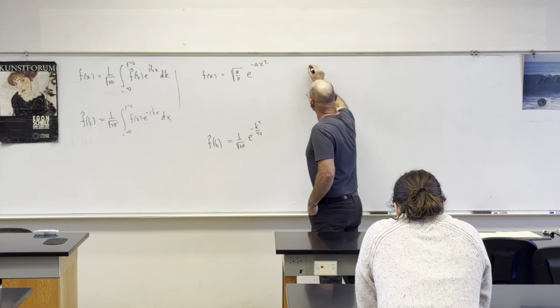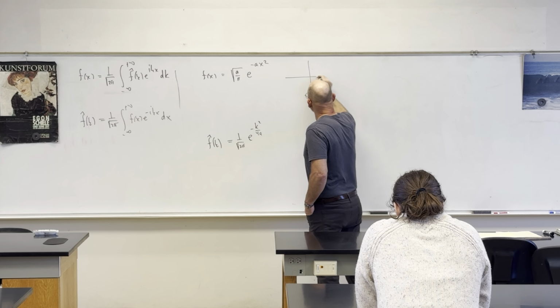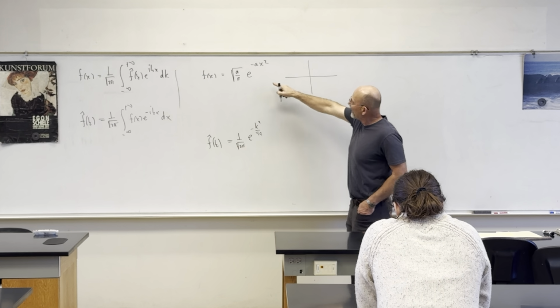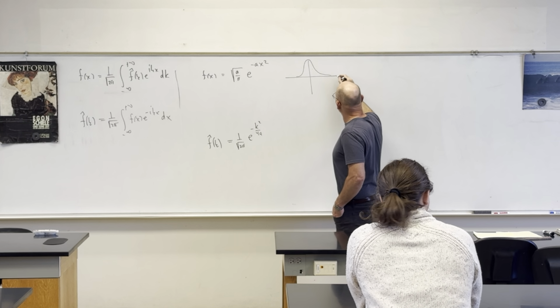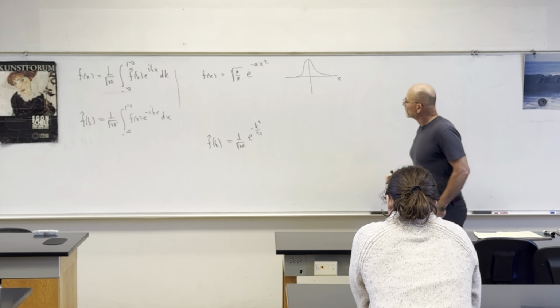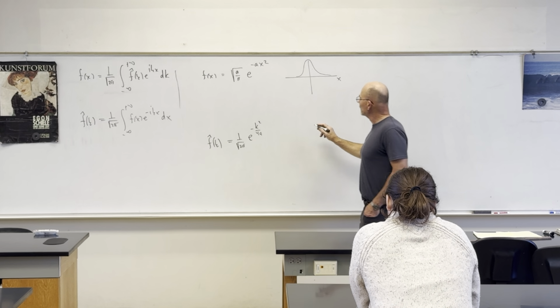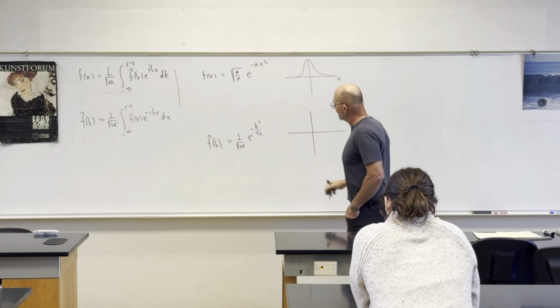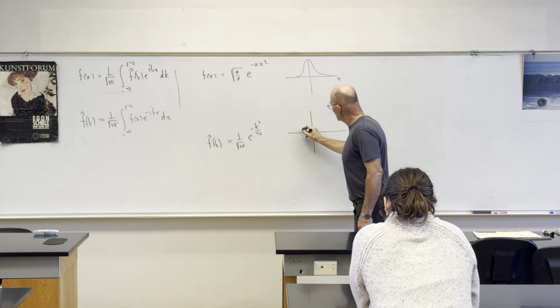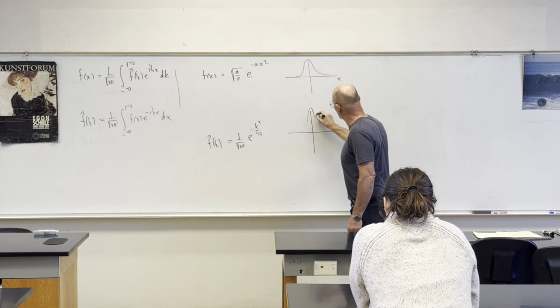Again, so what do we have with this graph here? That's just the Gaussian. And this too is just the Gaussian, now with some normalization here. So we can actually draw both of these.